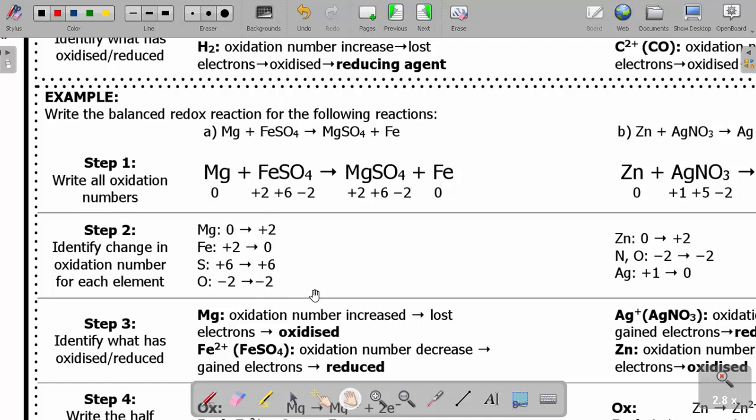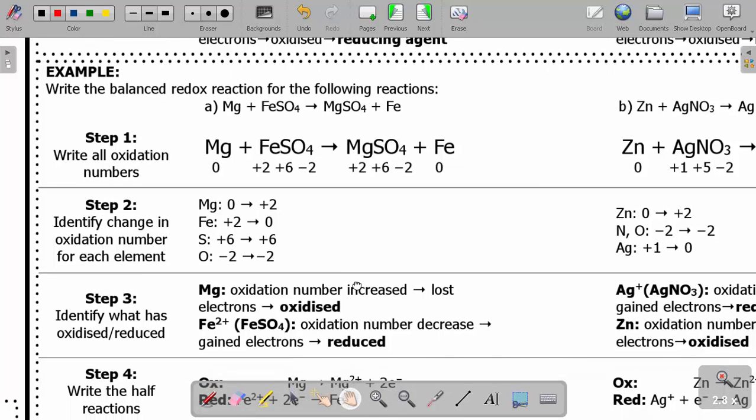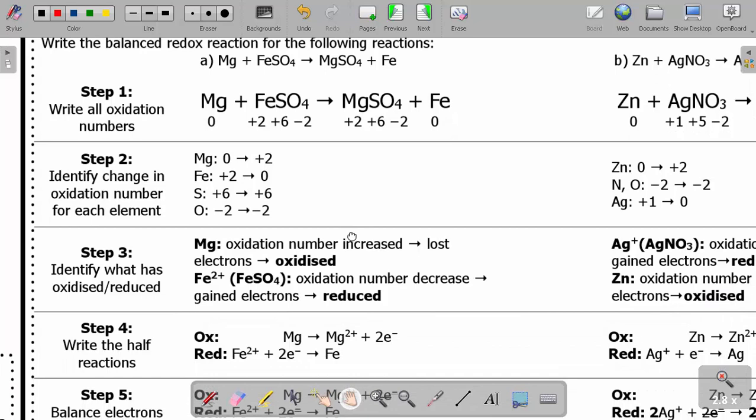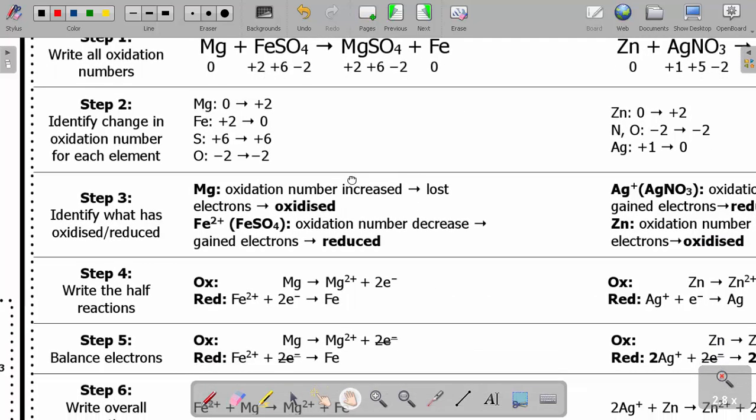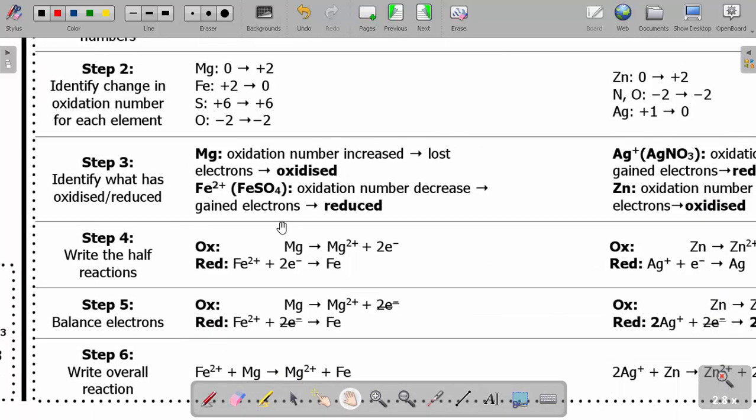We said, what's a redox reaction? One involving transfer of electrons from one element to another. So in this particular case, I'm going to have the transfer of electrons between magnesium and iron. Magnesium's oxidation number increased, so it lost electrons. What about iron 2+? Its oxidation number decreased, it was reduced, so it gained electrons.